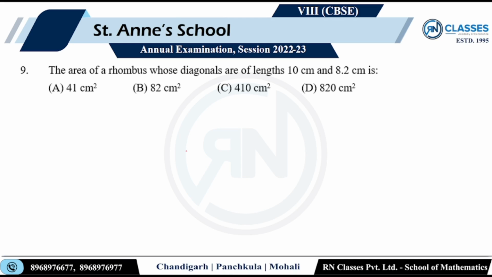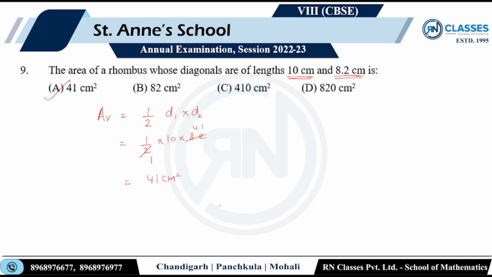The area of a rhombus whose diagonals are of length 10 centimeter and 8 centimeter. So area of rhombus, very simple thing. Area of rhombus is half d1 into d2. So half is over here. What is d1? That is 10. What is d2? That is 8. 2 ones are 2, so here 2 fours are 8. 2 ones are 2. That will come out to be 40 centimeter square.